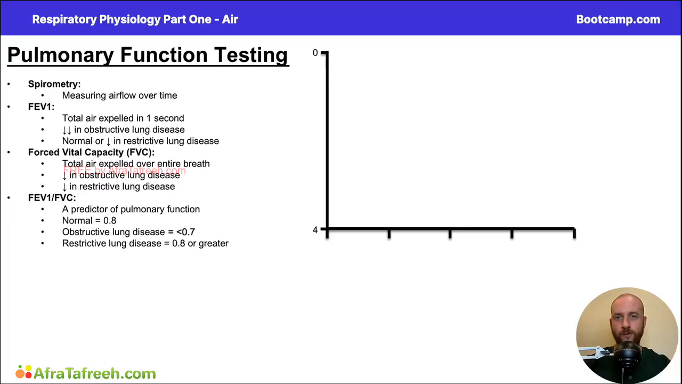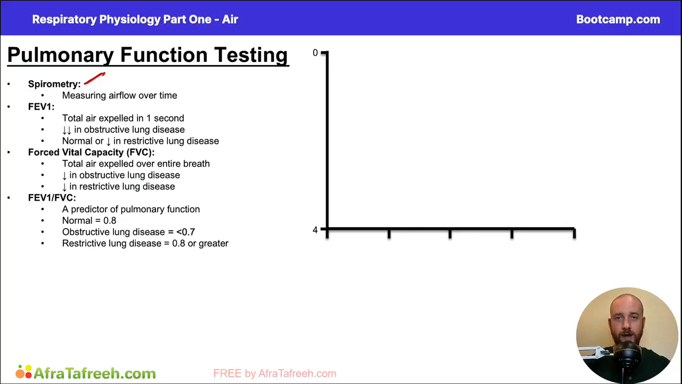Today in pulmonology, we're going to be going over pulmonary function testing. Recall from previous videos that we talked about an instrument called a spirometer. It's a machine that you blow into and it will measure different lung volumes, and you can generate different graphs based off that data. Today we're going to be generating a graph that measures airflow over time.